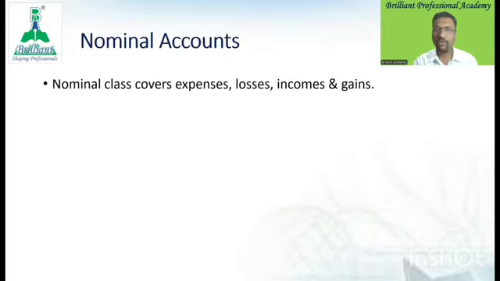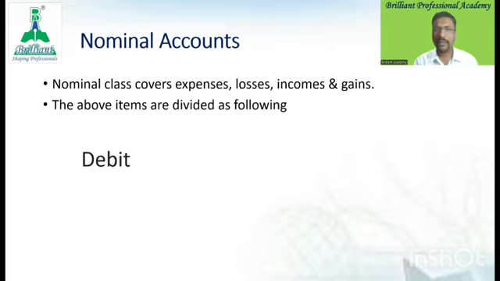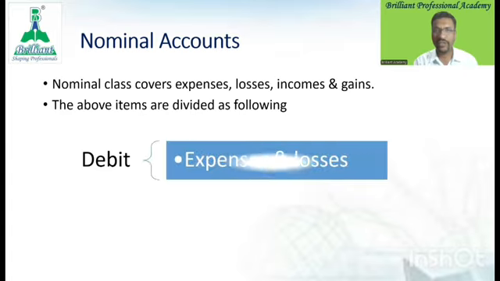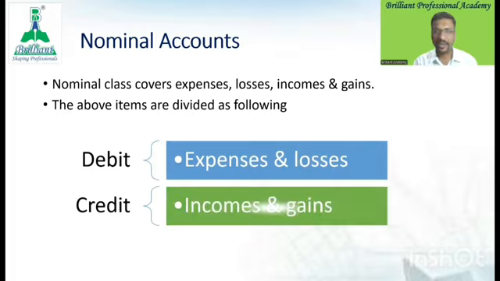And the last is nominal accounts. For nominal accounts, rules are simpler than these two. Debit all expenses and losses, and credit all incomes and gains. So for personal, debit the receiver, credit the giver. For real, debit what comes in, credit what goes out. And for nominal, the rules are here in front of you.